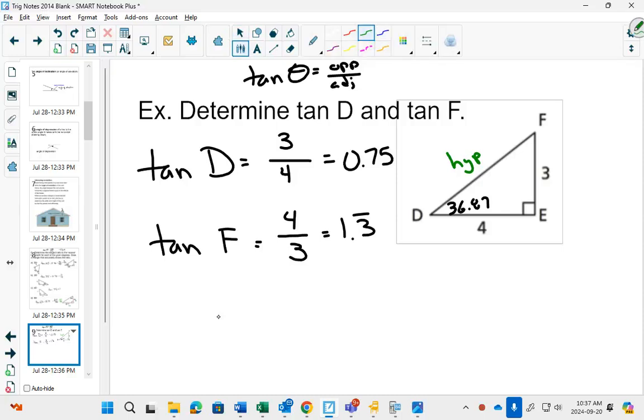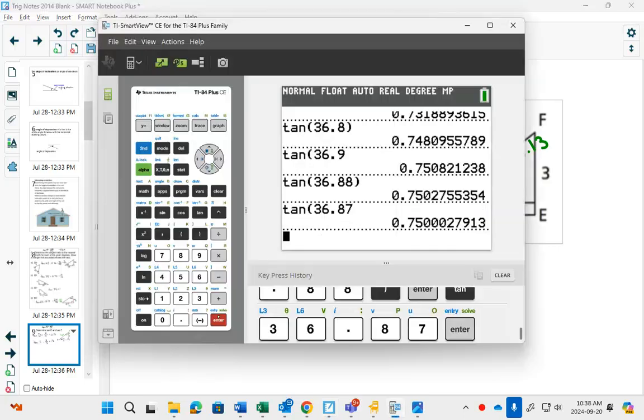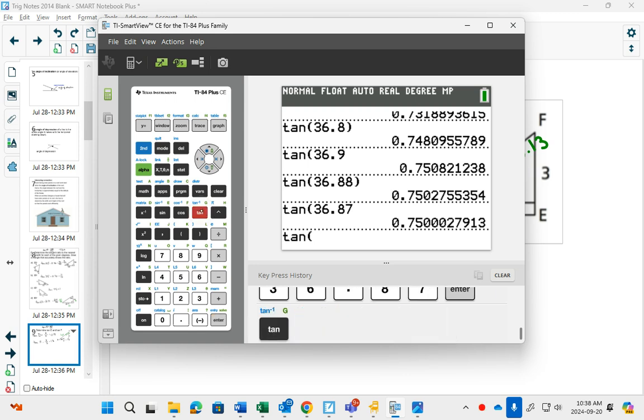Anybody know why I want to guess this number first? It's 53.13, because I have to add up to 90, because the whole triangle has to add up to 180. So that's going to be my first guess. I'm going to try it right now. See how close we get to 1.3 repeated if I do tan of 53.13.